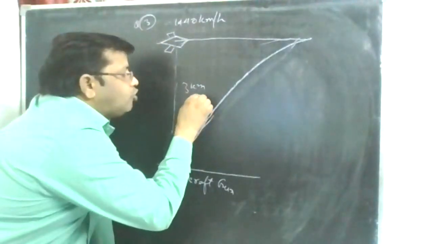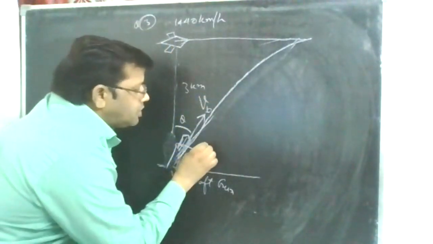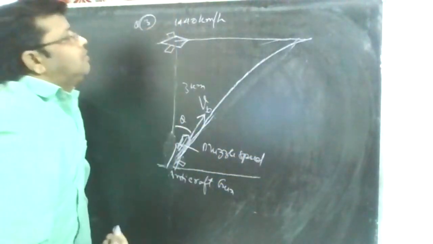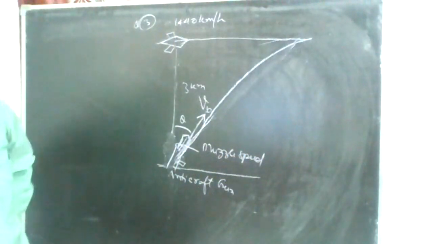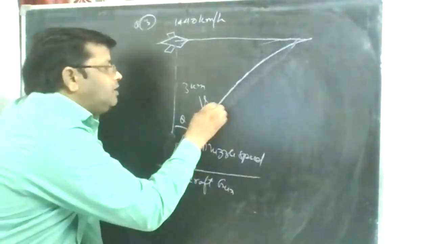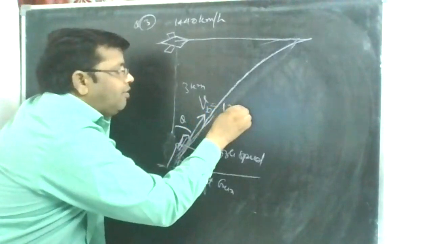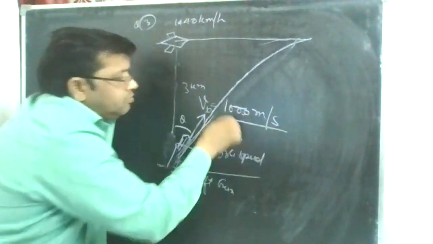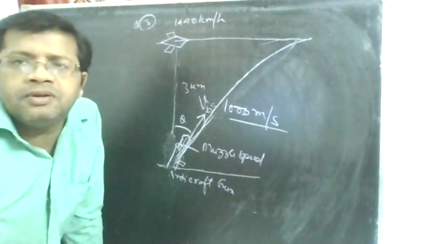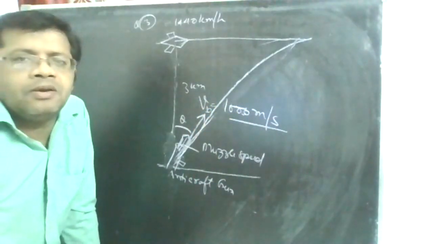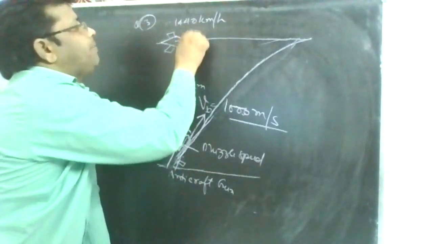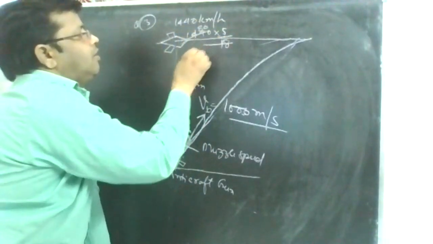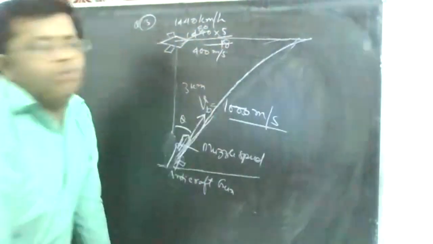तो बेटा, लेट दिस इज द वेलोसिटी ऑफ बुलेट। Here it is given that muzzle speed of bullet is 1000 मीटर पर सेकेंड। बुलेट की स्पीड 1000 मीटर पर सेकेंड है बेटा। और प्लेन की स्पीड क्या है? इसको 5/18 मीटर पर सेकेंड में चेंज कीजिए, 1440 × 5/18 = 400 मीटर पर सेकेंड है बेटा। What is the speed of plane?